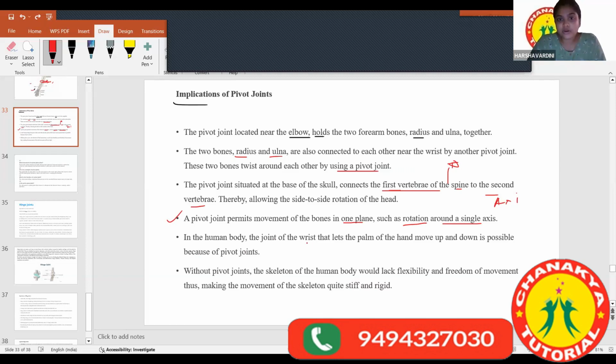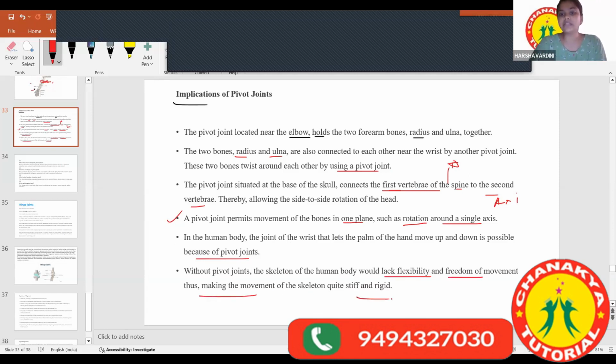In the human body, the movement of the wrist that lets the palm of the hand move up and down is possible because of pivot joint. So they're talking about the wrist position. Without pivot joints, the skeleton of the human body would lack flexibility and freedom of movement, making the movement of the skeleton quite stiff and rigid. They're talking about atlas and axis. If there is no atlas and axis joint, it is almost impossible to move your neck itself. So pivot joint plays a very important role in atlas and axis.